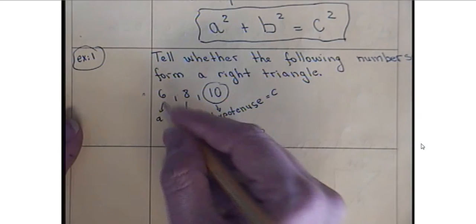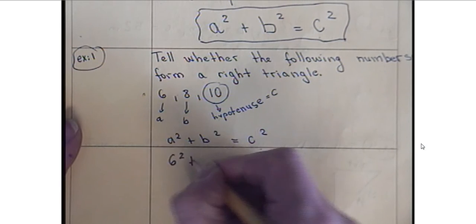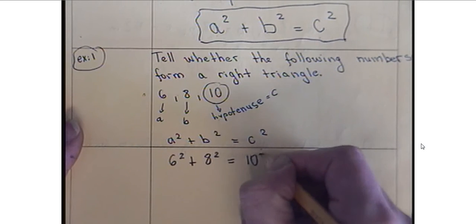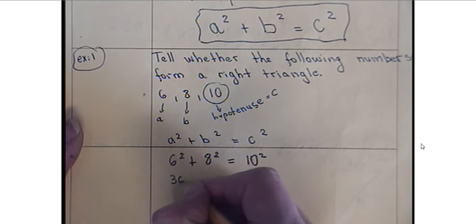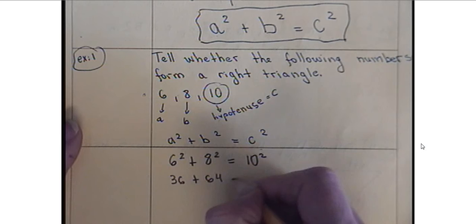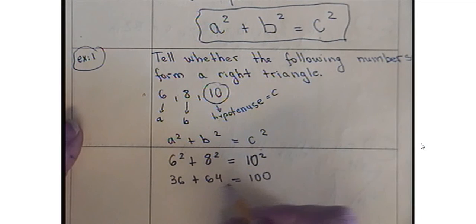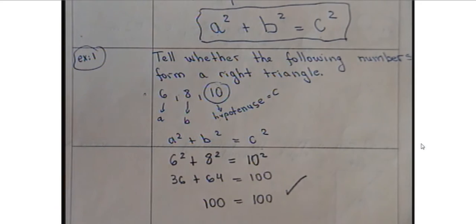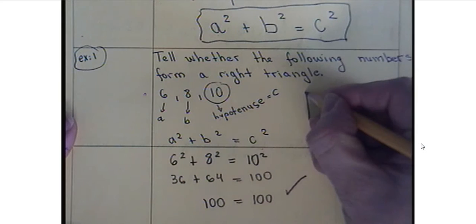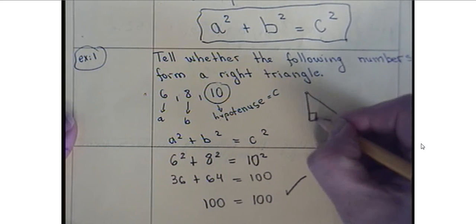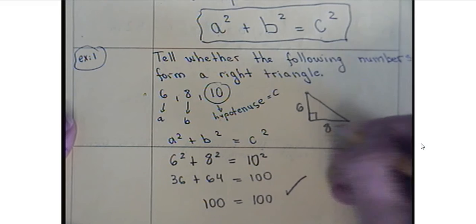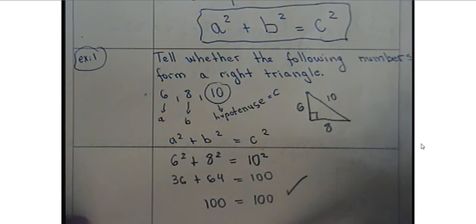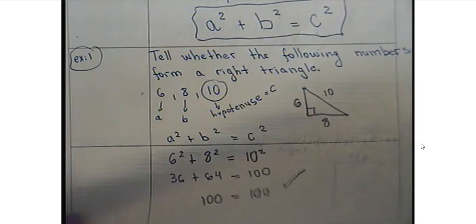So the first one I called A, 6 squared, plus B is 8 squared, equals C, the largest number, 10 squared. 6 squared is 36 plus 8 squared is 64 equals 10 squared is 100. 36 plus 64 is 100, equals 100. Oh wow, check mark. Well, this is what we call a right triangle. One leg is 6, the other leg is 8, and the hypotenuse is 10. So we got the answer, a perfect right triangle.